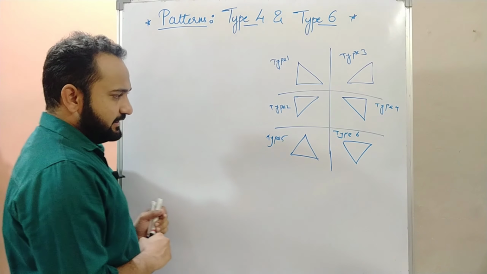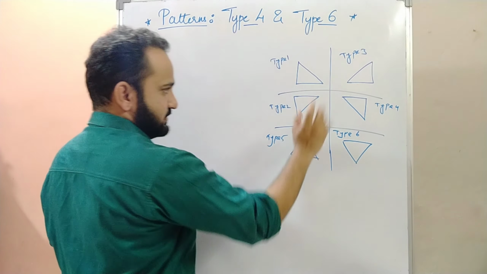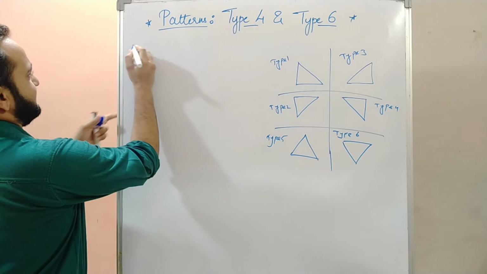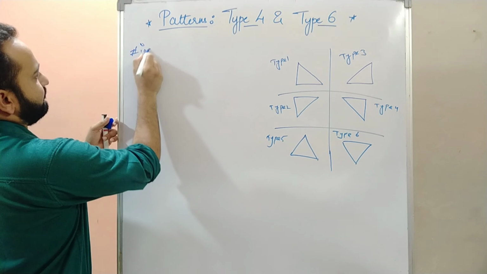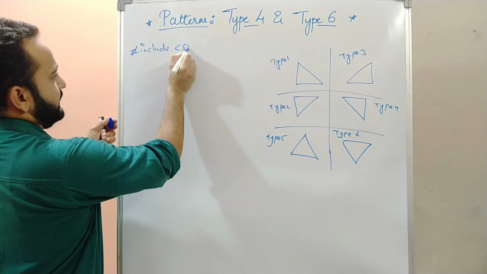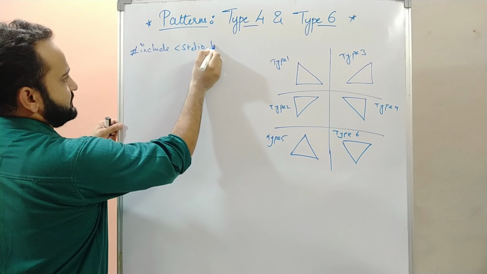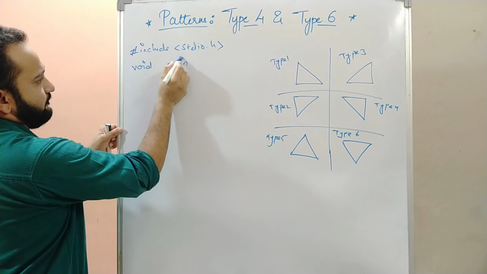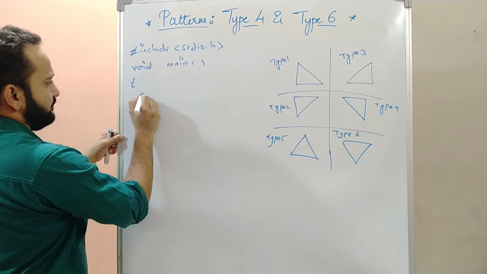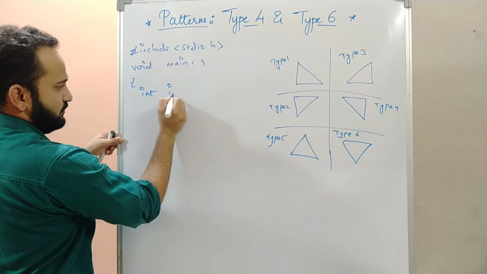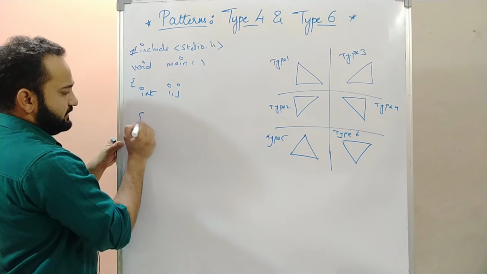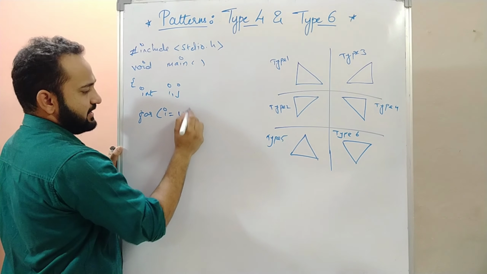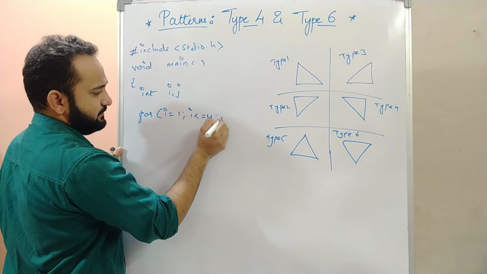So let me quickly write a program for this and this, a small program for star. There it was something like this. Let me write the complete program: #include <stdio.h>, void main, bracket open. We will be declaring variables. As of now I know I will be using i and j, and I will be using a for loop: for i equals 1, i less than or equal to 4, i plus plus.